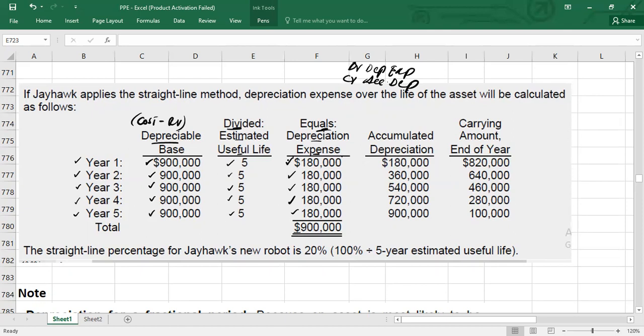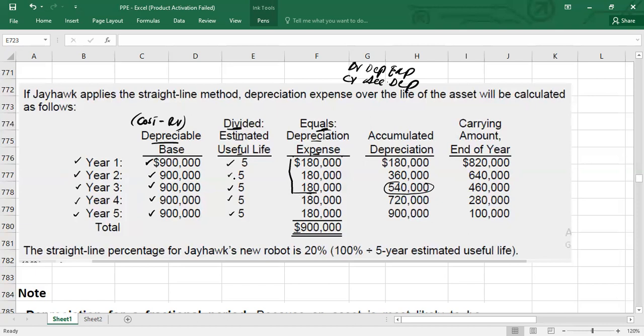Now we have accumulated depreciation. In the first year, your accumulated depreciation is only 180,000. In the second year, your accumulated depreciation will be the depreciation to date, which is 180 plus 180, equal to 360,000. If you want to calculate accumulated depreciation for year 3, you have to add 3 depreciations, so this will be equal to 540,000. This is how accumulated depreciation will increase every year.